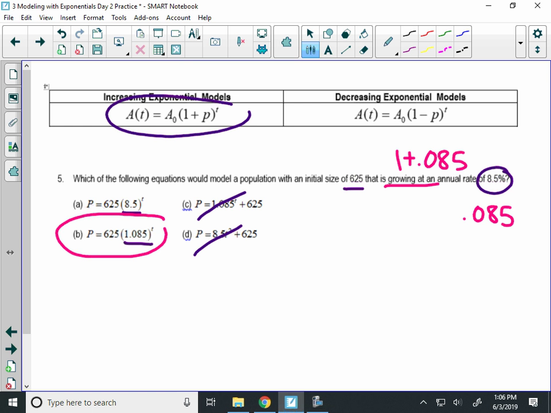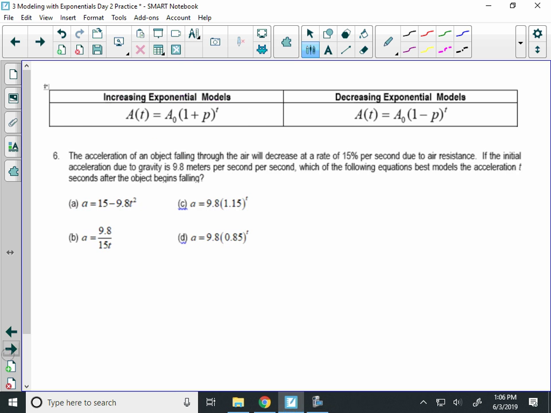Okay, it's option B. And last one here, number 6, similar kind of question. It says the acceleration of an object falling through air will decrease by 15% every second. The initial acceleration is 9.8 meters. Because I'm decreasing by a percent, I need an exponential model. A and B don't look exponential, so those are going to be ones I can eliminate right away. Now I have to figure out C and D.